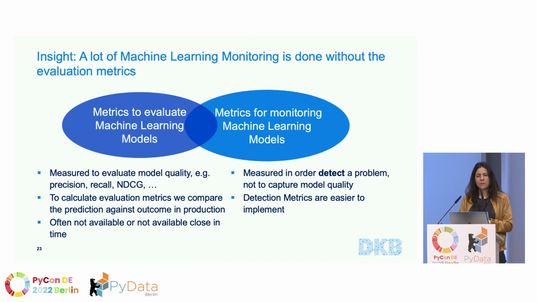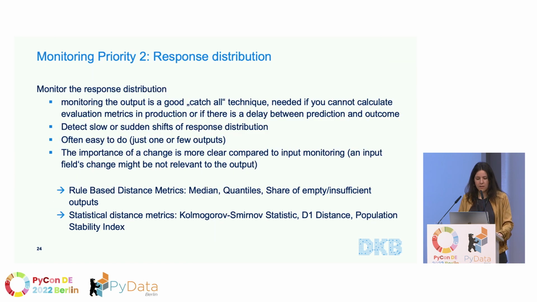But if they're not available or not available in real time, we need the second set of metrics for ML monitoring, which is monitoring metrics. And the purpose of these metrics is not at all to measure the quality of your model. This is a fundamental shift in how you think about metrics. The purpose is not measuring the quality, but to detect something. So this means it's easier. They just must be related to quality, but they're not necessarily indicative of the absolute quality of your model. And they're much easier to implement.